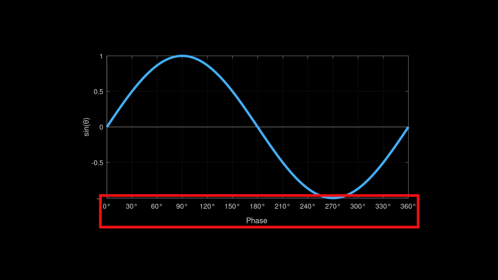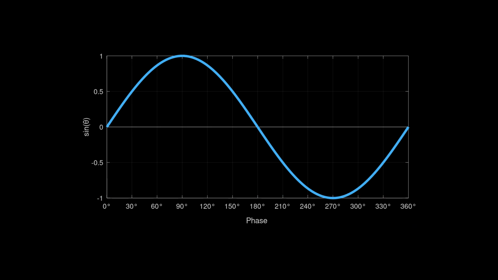The phase of a wave is the specific moment of the circular rotation the wave is at, between 0 degrees and 360 degrees. For example, when the phase of a sine wave is 90 degrees, its value is 1.